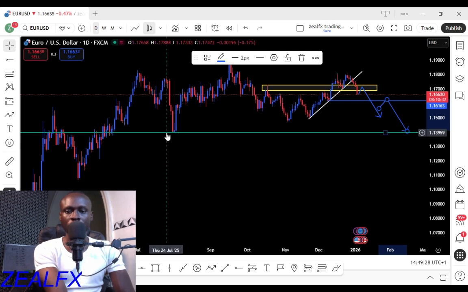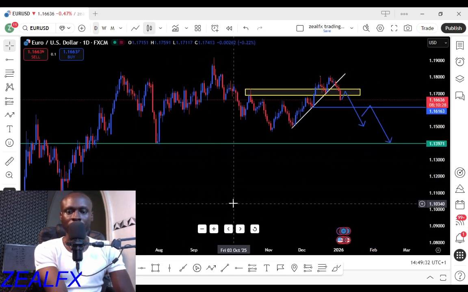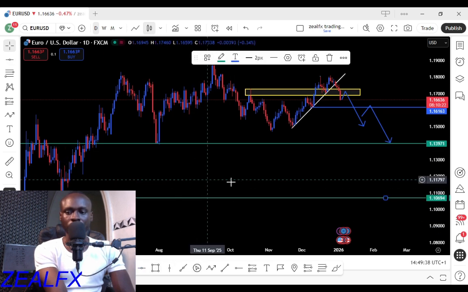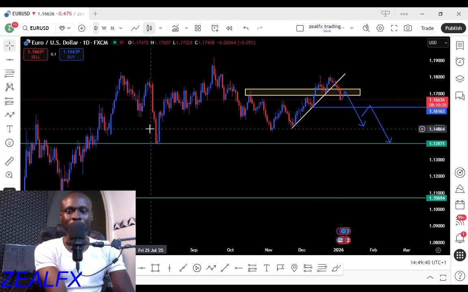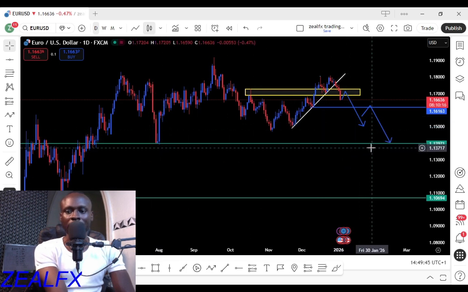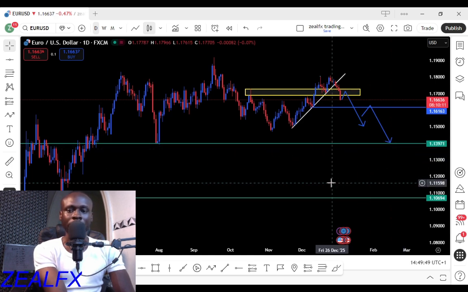And once we break this structural level, this might trigger a major sell on the Euro USD to the next support level in the long term. Because once price breaks out of this major structural level, this will clearly give us an indication of a bearish trend for the Euro USD. So let's look at the weekly chart to confirm the current trend of the market.